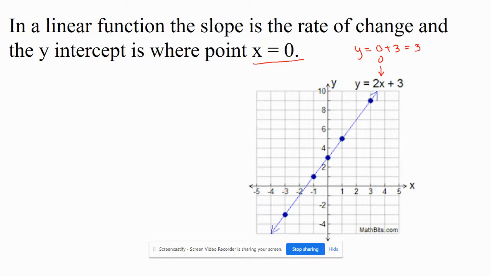And if you look at the graph, this would be what? 0, 3. This point here, our y-intercept would be 0, 3. X would be 0. So wherever x is 0, we have our y-intercept. And the slope, of course, is the rate of change. Here we would have our slope, right? It would be equal all down the line.